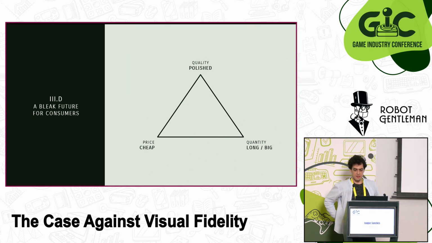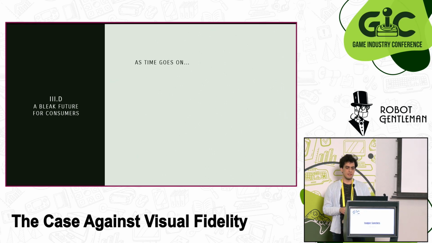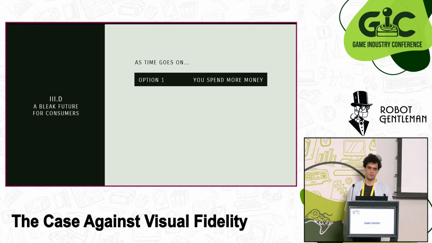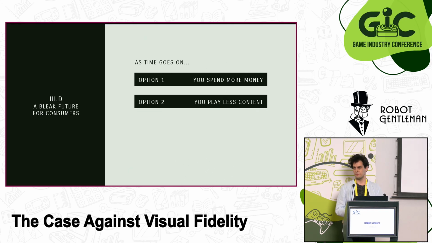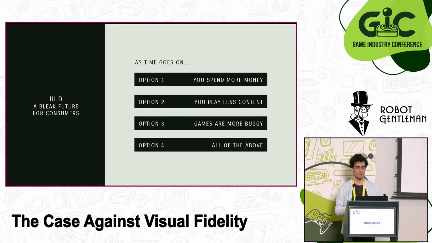So common sense says that when you're developing a game, you can't have all three of those, right? You have to pick two, or you have to pick one. So if prices keep on rising for all games, and if you believe in common sense, you have to believe one of these: you'll spend more money, you'll play less content, games will be more buggy, or option 4, all of the above.